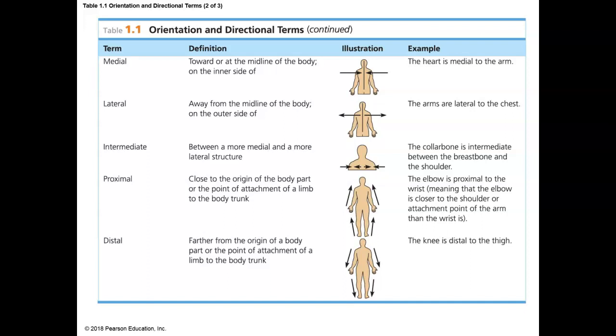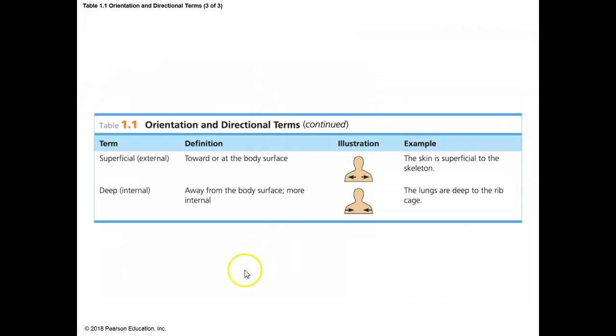So the elbow is proximal to the wrist, but the elbow is distal to the shoulder. Make sense? Superficial is towards the surface of the body, or external, and deep is away from the surface of the body, or more internal. So skin is superficial to the skeleton, but lungs are deep to the rib cage.